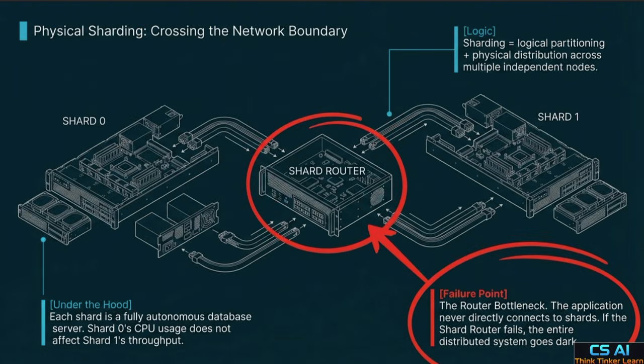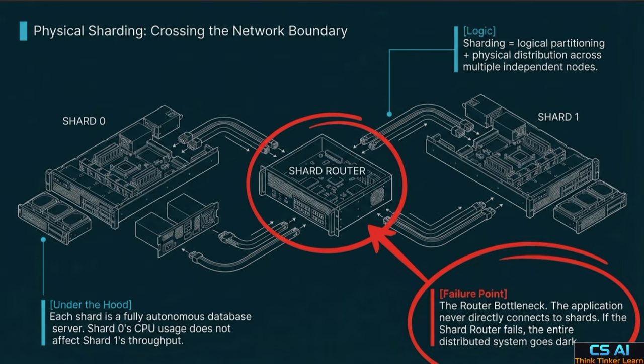This brings us to physical sharding, which crosses the network boundary. The logic is that sharding equals logical partitioning plus physical distribution across multiple independent nodes. It's about distributing data across completely separate servers. Under the hood, each shard is a fully autonomous database server. Shard 0's CPU usage does not affect Shard 1's throughput, providing true horizontal scaling.